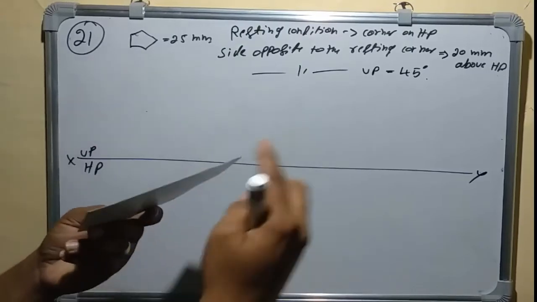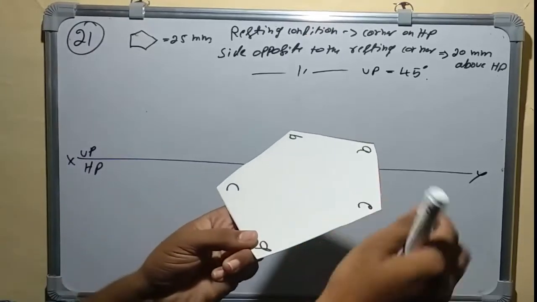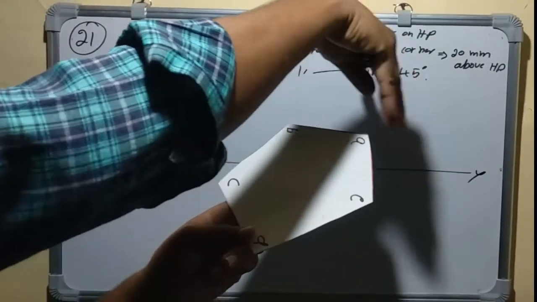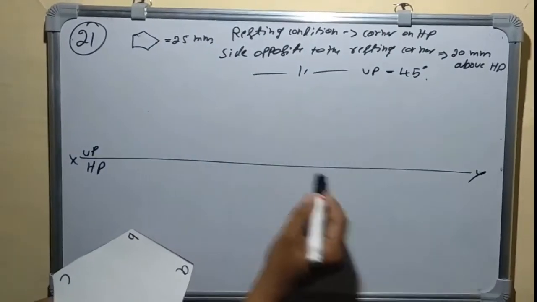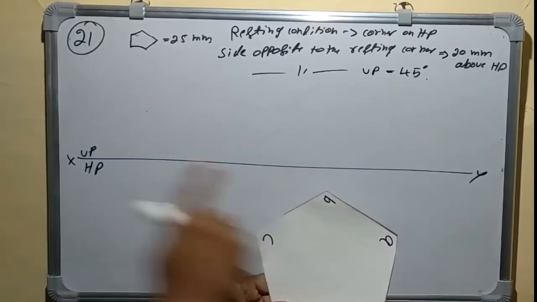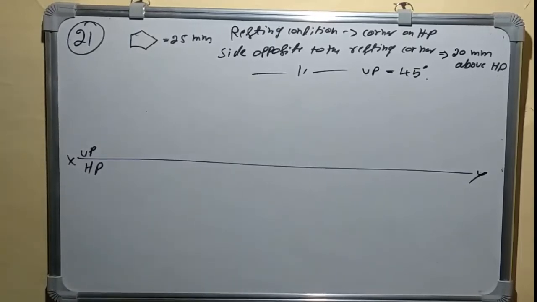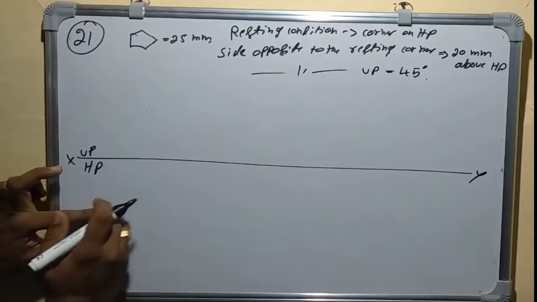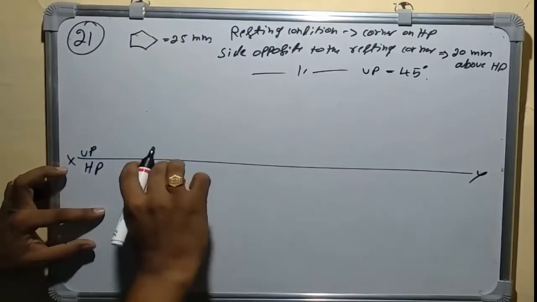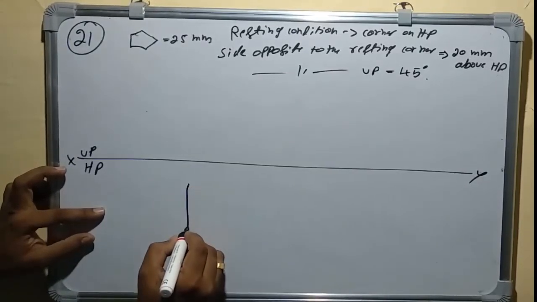Next, the same side is inclined to VP at 45 degrees. After finishing this, we need to tilt the plane such that this side makes a 45 degree inclination with VP. That's why we draw a 45 degree line and keep this edge on the 45 degree line. This is the case, and now we will start the problem by taking the resting corner. We keep the corner on the left side, so we draw the edge on the right side, keeping some space from the left corner and top.